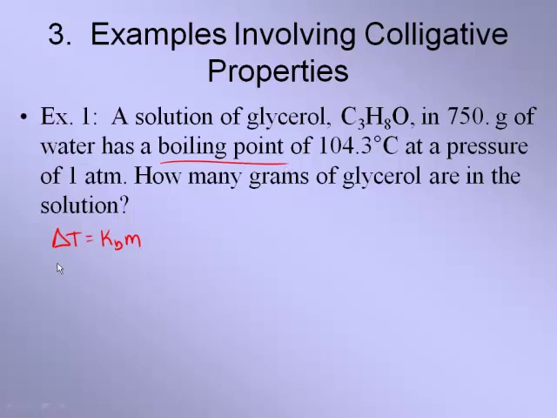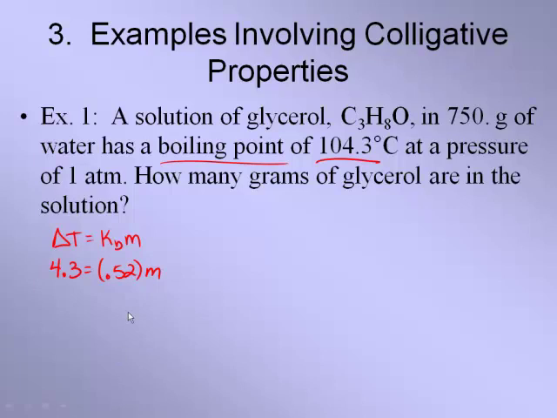So I write my delta T equals KBM. Okay? Plug in what you know. What do I know? Well, the boiling point is 104.3 degrees Celsius. Well, that's great, but does that tell me the change? No. I know that water's normal boiling point is 100. The new boiling point is 104.3, so therefore my delta T must be 4.3. KB for water is 0.52, and I'm left with solving for molality.